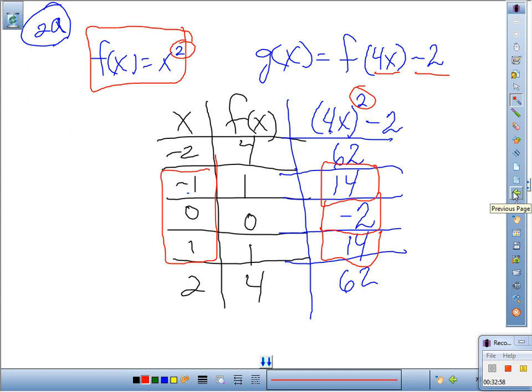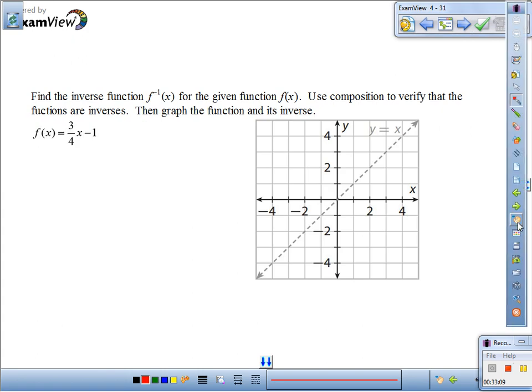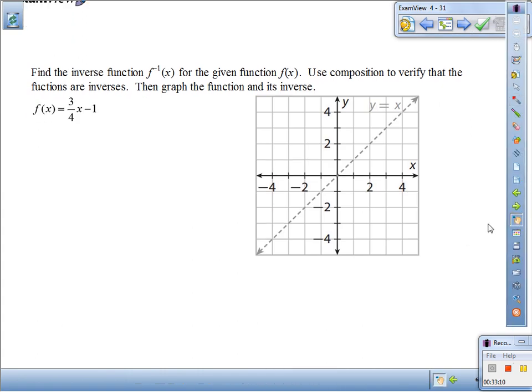All right? Show your fingers if you got it. Okay? Let's move on. Number 3. Oh, number 4. My bad. It says, find the inverse for the given function f of x. Use composition to verify that the functions are inverses. Then graph the function and its inverse.